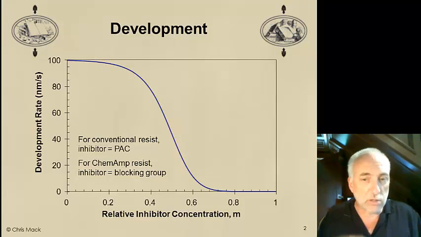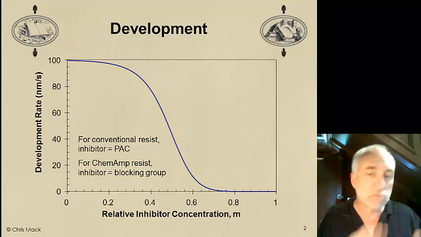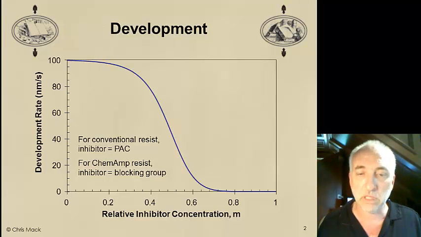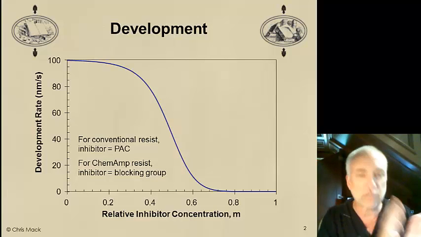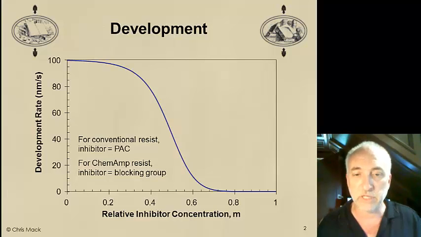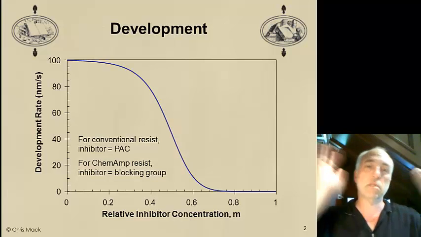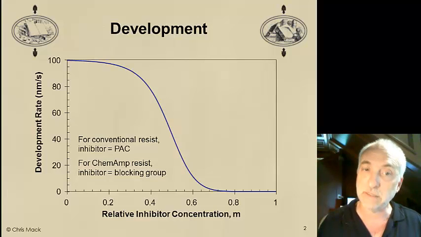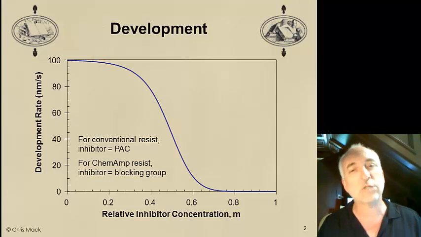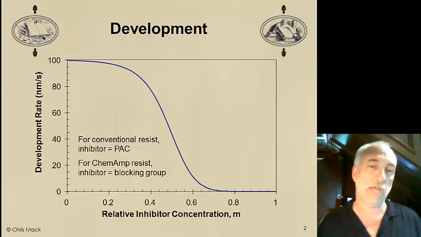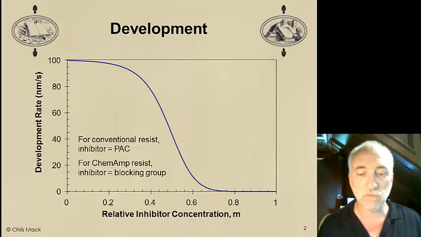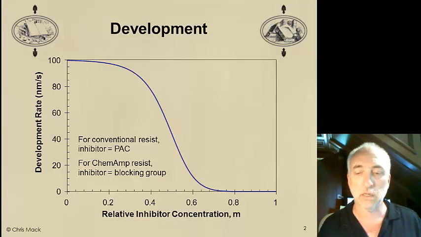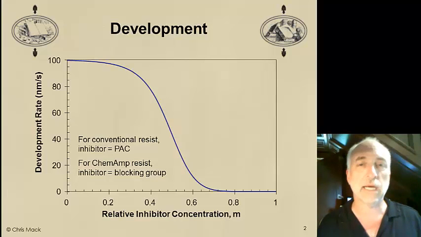I can expose and expose and expose, and the resist does not change its solubility until I hit a certain threshold level of exposure. And then all of a sudden the resist completely washes away. That would be an ideal photoresist. Well, we cannot achieve that. But we can achieve something approaching that. And that's what we're going to look at here. We want a highly nonlinear resist.